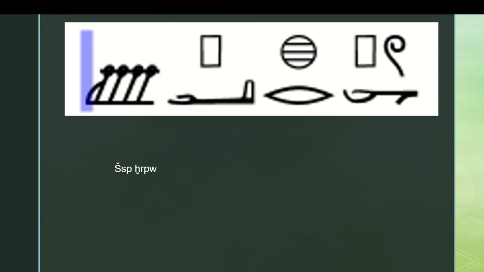But if you look at the translations of the words, Shesep means to take up, and Kherpu means mallet. Now, mallet can't be the subject of take up. That would be patent nonsense. A mallet can't take anything up. It's a hunk of wood. So there must be something missing here, and there is.